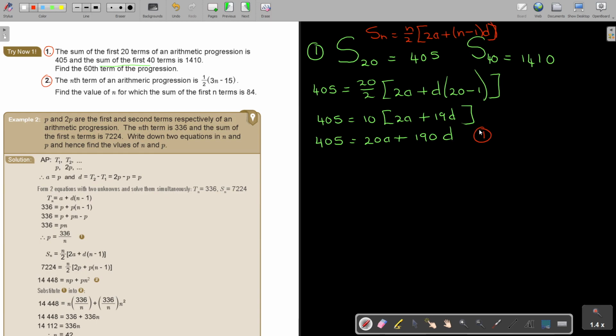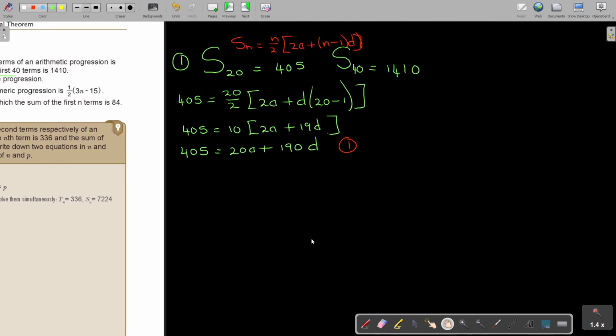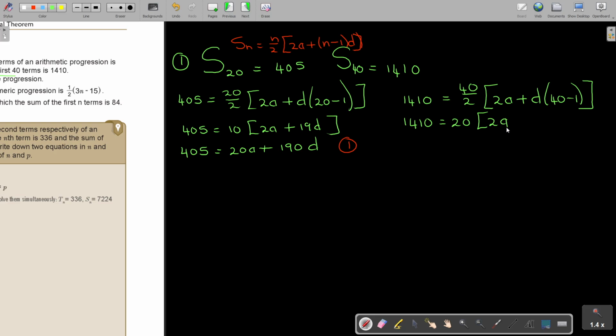Okay, now I do exactly the same with that one. So I'm going to substitute it there. I think I can do it like this and do it on the side. So I'm going to say 1410, and it's going to be 40 over 2, and it's going to be 2a plus 40 minus 1 d. Okay, so it's 1410, and that's 20, and that's 2a, and that is 39d.